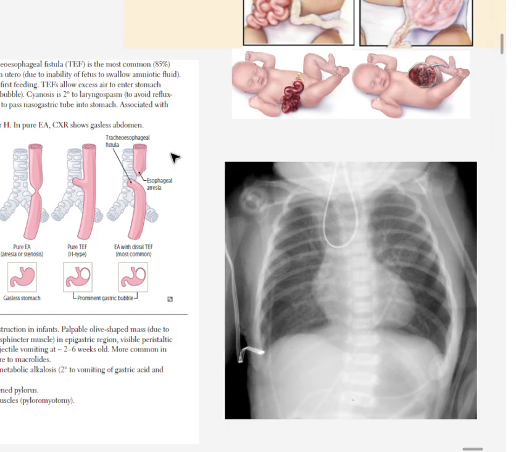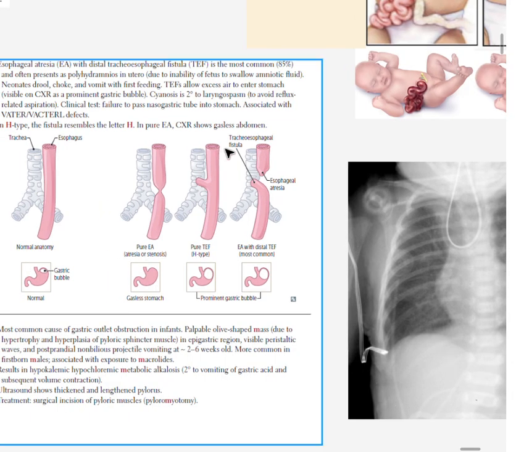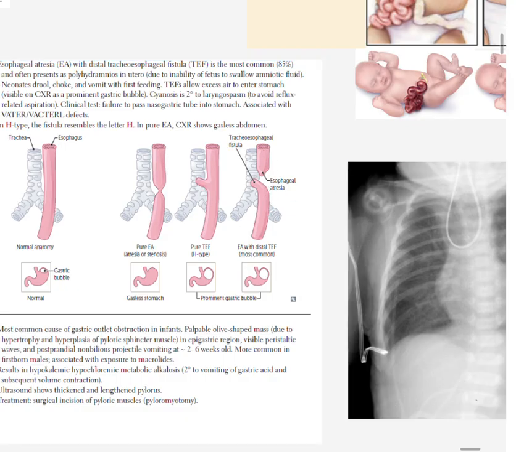There's a failure to pass the nasogastric tube into the stomach. Obviously, there's a blind pouch here, so there's no way you can pass a nasogastric tube down, right? It's associated with VACTERL defects.